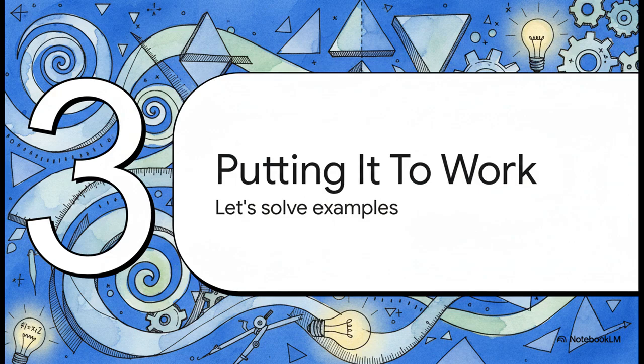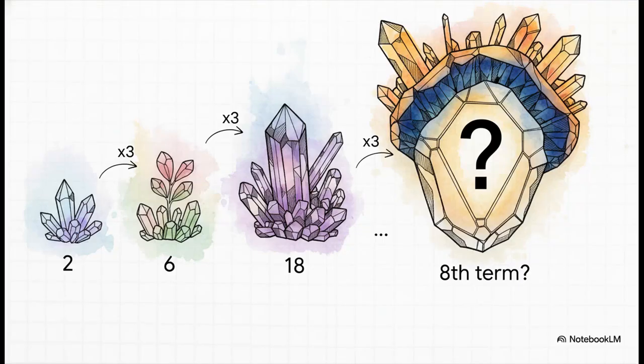Okay, enough talk, right? Theory is great, but let's actually see this thing in action. We're going to walk through a few examples so you can really get the hang of using this formula. All right, problem number 1. We've got the sequence 2, 6, 18, 54, and it just keeps going. You can tell right away the numbers are getting bigger, so our common ratio is definitely going to be more than 1. Our mission? Find the 8th term in this list.